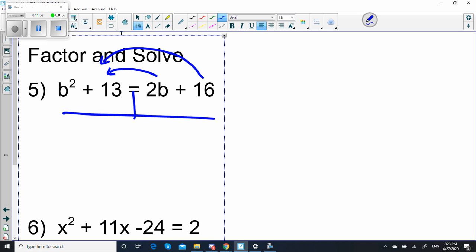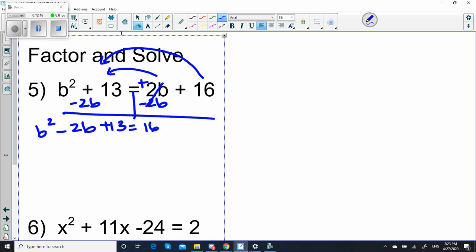Let's move the 2b first, just because it's first. It's positive because there's no sign, and we're going to move that how? Hopefully you said by subtracting 2b. So I'm going to minus 2b. So b squared will be first, minus 2b will be second, and plus 13 will be last. And the 16 is still over there on the right.